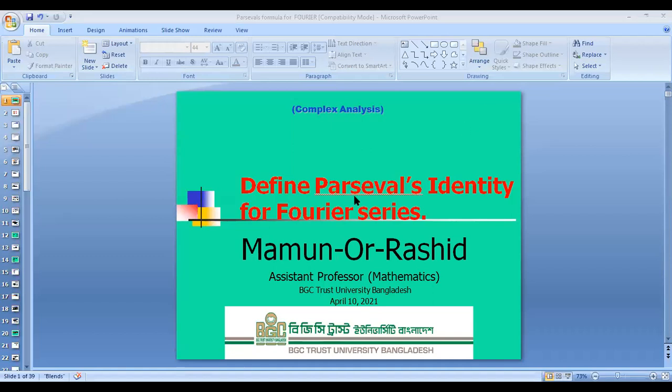Now we'll discuss another part of Fourier series. This is a very important and interesting part, Parseval's identity. First of all, we will define Parseval's identity for Fourier series and try to solve some examples using this identity. This is a very important identity in solving Fourier series.